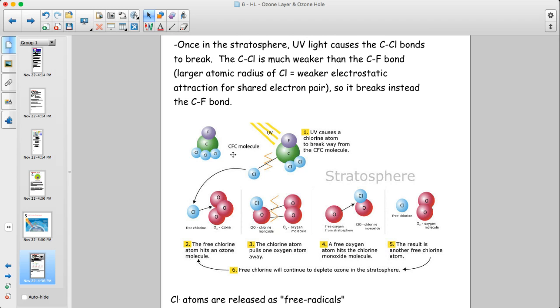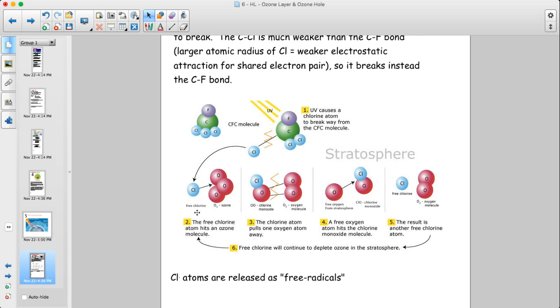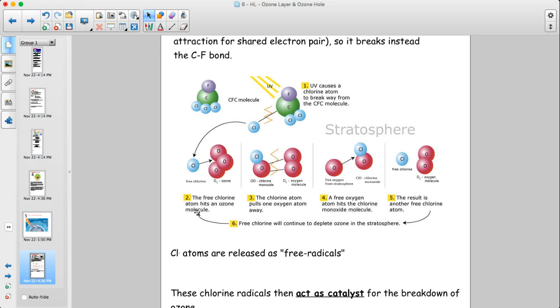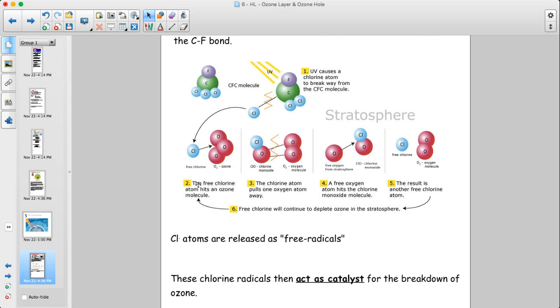So this picture sums it up pretty well: these CFC molecules go up into the atmosphere, and the UV light splits off one of the chlorine atoms. Now, this chlorine atom is called a free radical. It has an unpaired electron. So chlorine, we know, has 7 valence electrons on its own. That's why it rarely exists as free chlorine atoms. But temporarily, it can exist as free chlorine atoms when it gets split by this UV light. And so this is happening in the area where there's a lot of ozone.